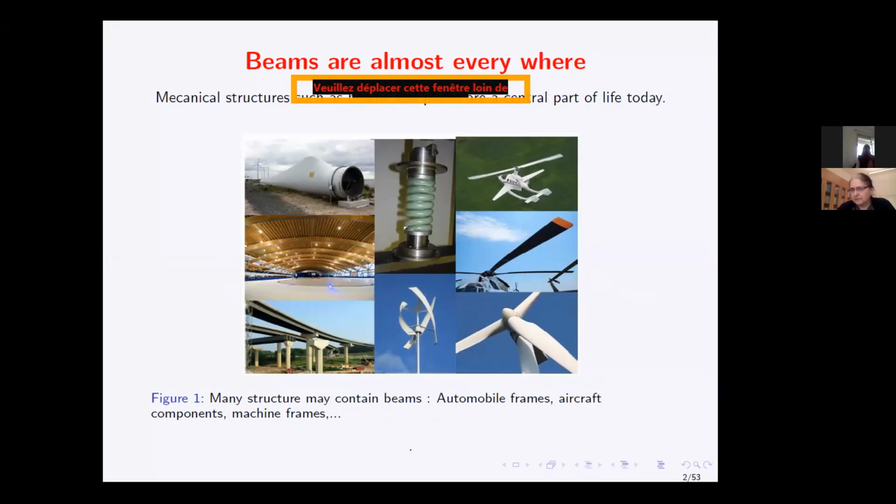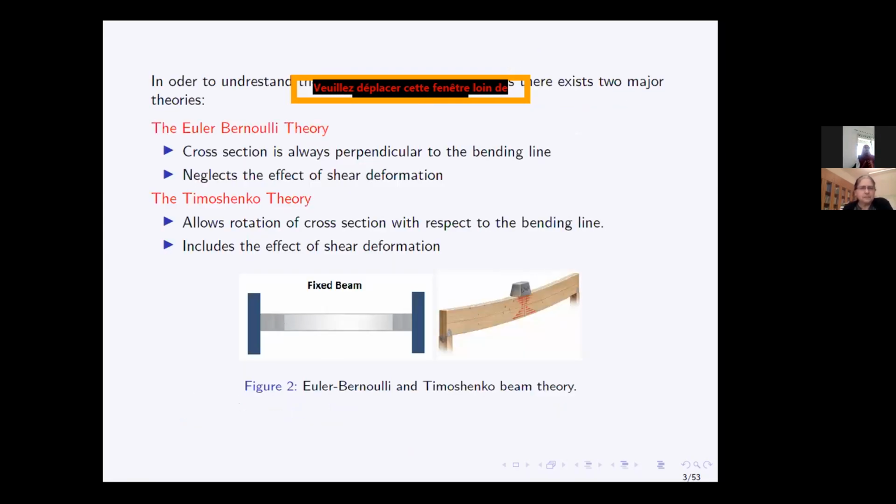frames, etc. So in order to understand the deformation and the vibration of a beam or flat, there are theories that can describe the transverse vibration of a beam. So we note here there exist two major theories, the Euler-Bernoulli theory and the Timoshenko theory.